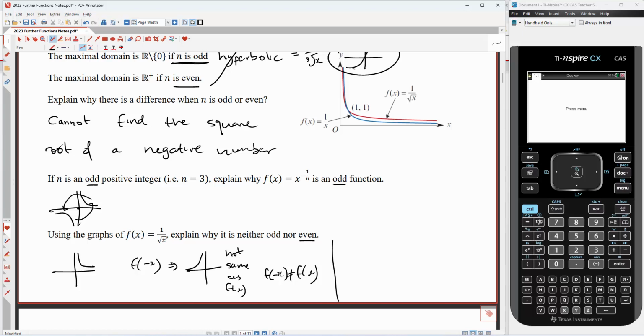Now, why isn't it odd? Well, we could again do rotational symmetry, 180 degrees about the origin. That would produce this graph here. And so we can conclude that it's not the same after 180 degrees rotational symmetry. So we're going to say not the same after 180 degree rotational symmetry about the origin. So not odd.